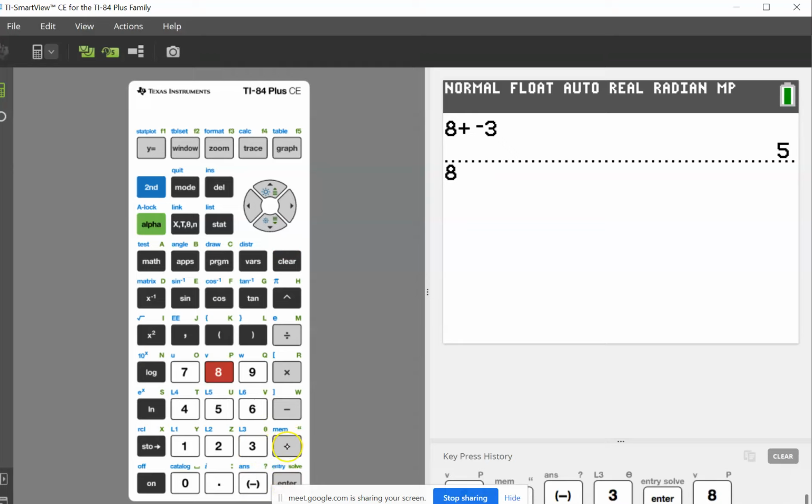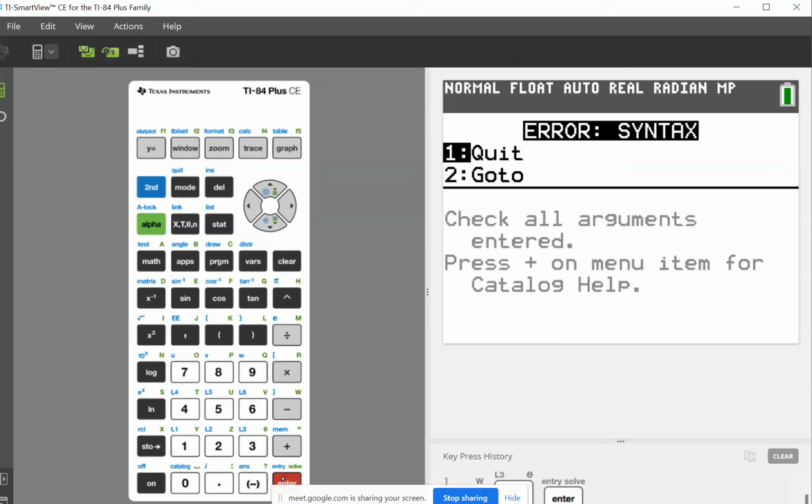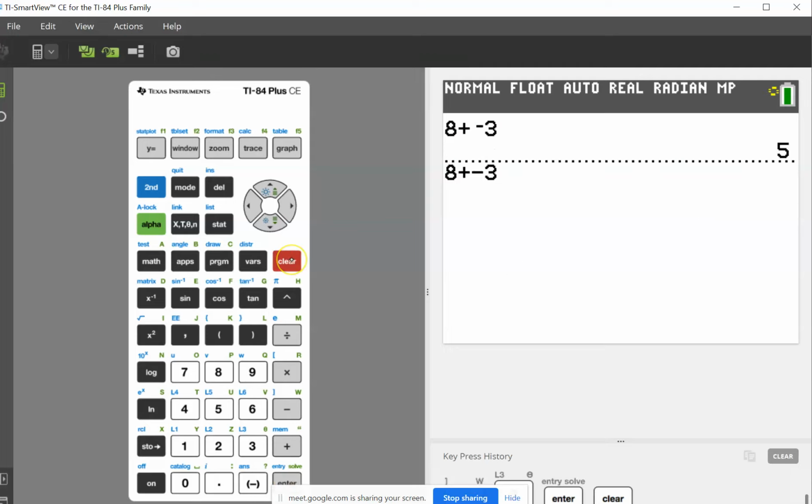If you were to type 8 plus and you use the minus accidentally, you're going to get that syntax error we talked about a minute ago. The first couple times you're using the calculator, you're going to accidentally do that. So that's why I'm showing you mistakes, so that when you get that mistake, you'll know what you were doing incorrect on that.